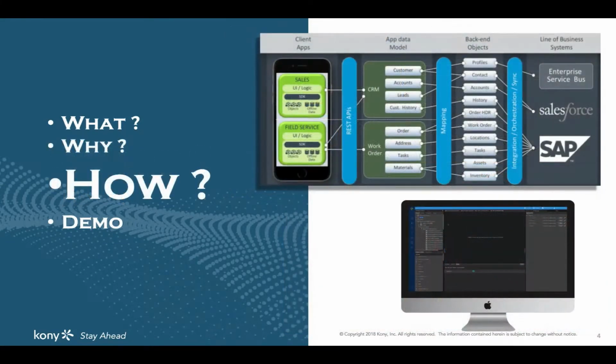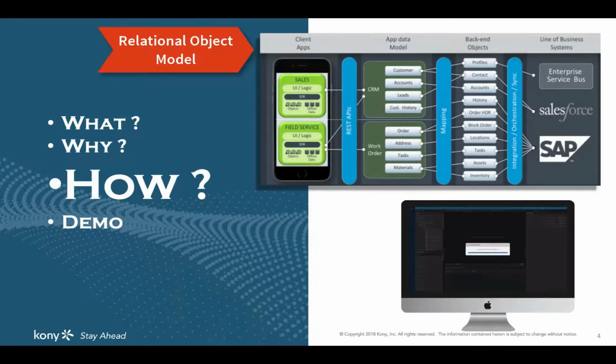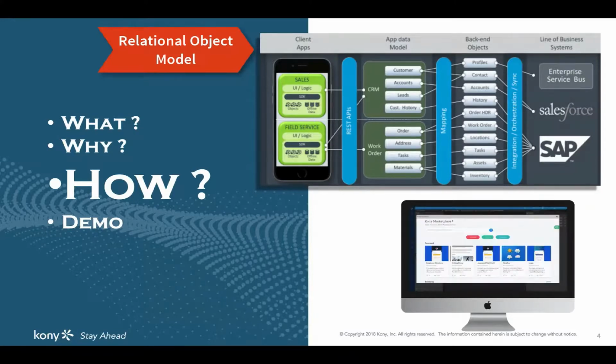So for offline objects, the most basic thing you need is to have a relational object model. And with the help of this diagram, I will show you how the object model works. On one hand, we have a client app, a field service app with basic front-end logic, which interacts with the app data model, which here is WorkOrder. And it has data in terms of order, address, tasks, and materials. Basically, the objects with which the client app needs to interact. And on the other hand, we have a backend with its own object structure. You can map these objects with one-to-one, one-to-many, and many-to-one relationship.